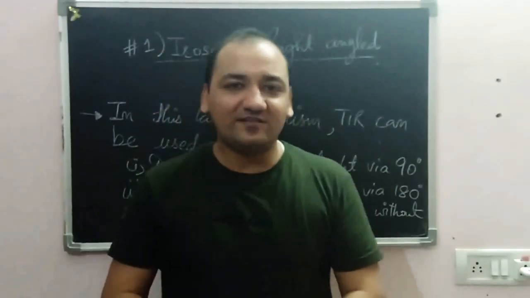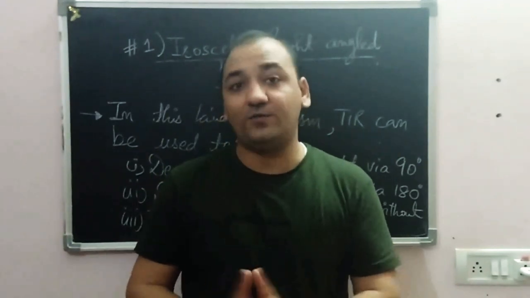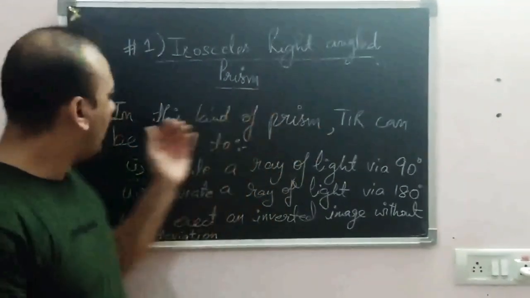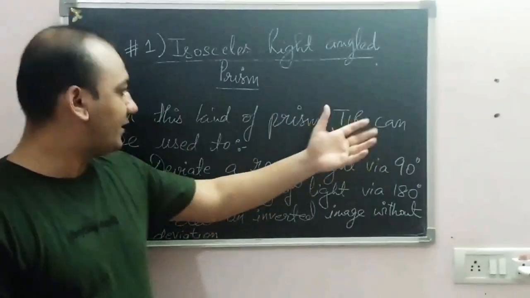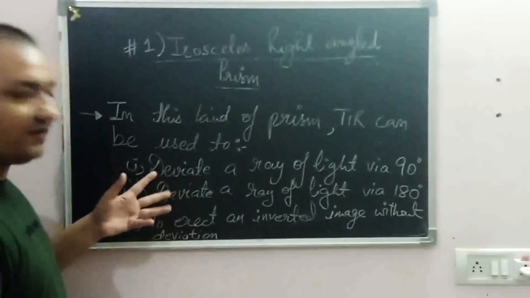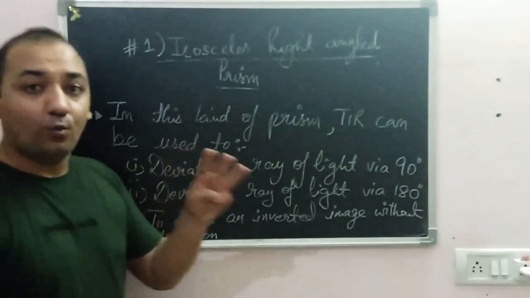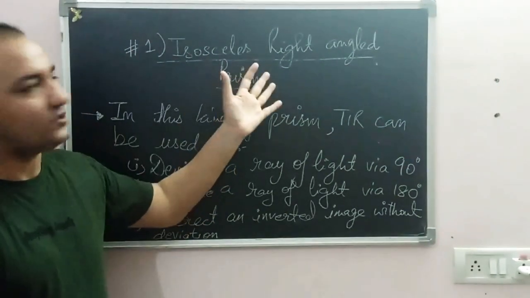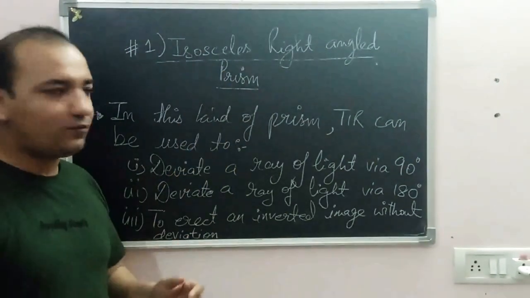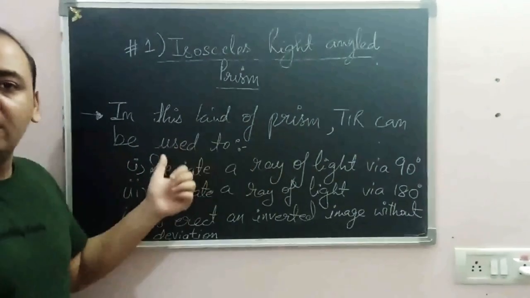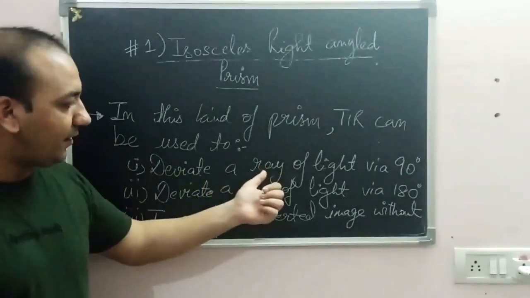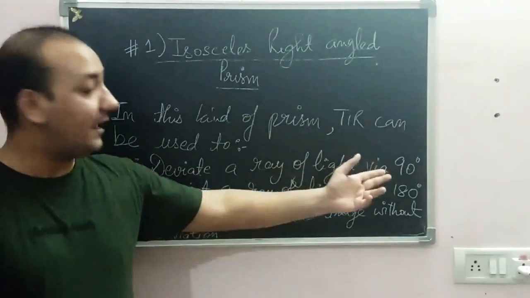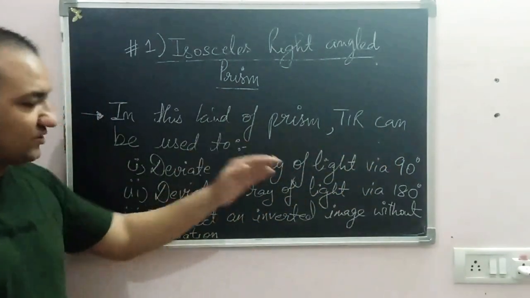Alright everyone, now let's understand the first category of prism that we need to discuss, which is the isosceles right angle prism, in which total internal reflection can be used for three phenomena. There are three ways in which TIR can help us in this kind of prism. The first way is that TIR can be used to deviate a ray of light through 90 degrees. Deviate means to shift its path.